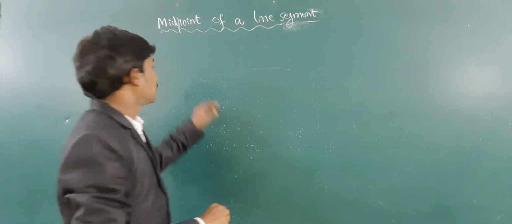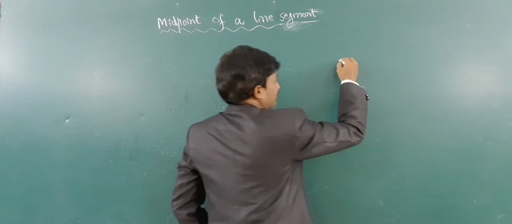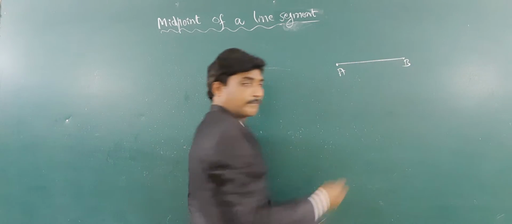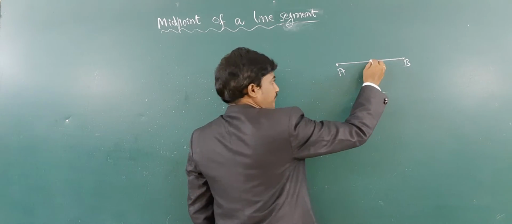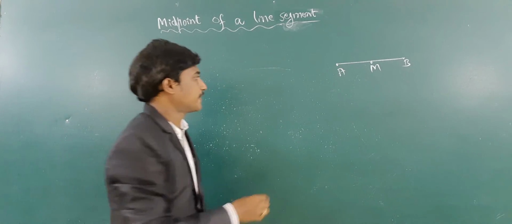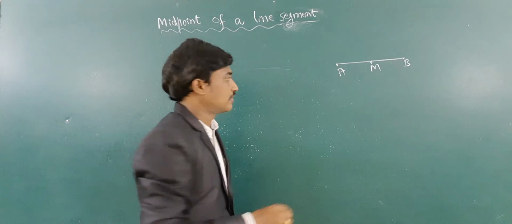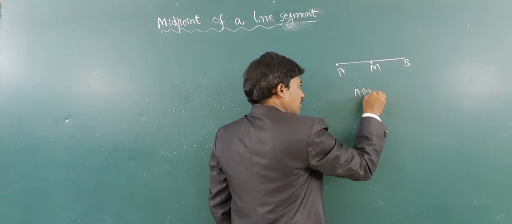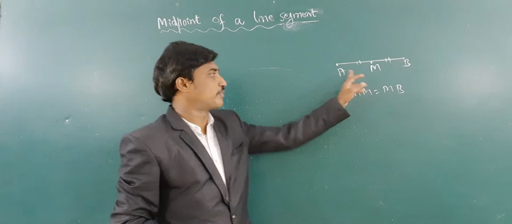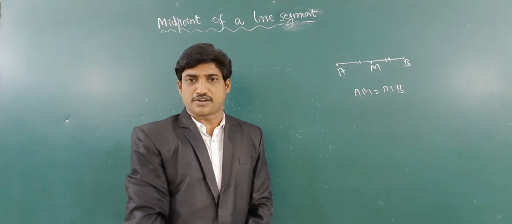Now let us know about the midpoint of the line segment. There is a line segment AB. M is a point on this line segment AB, so that AM is equal to MB. Then we say M is the midpoint of AB. A, M, B are on the same straight line.